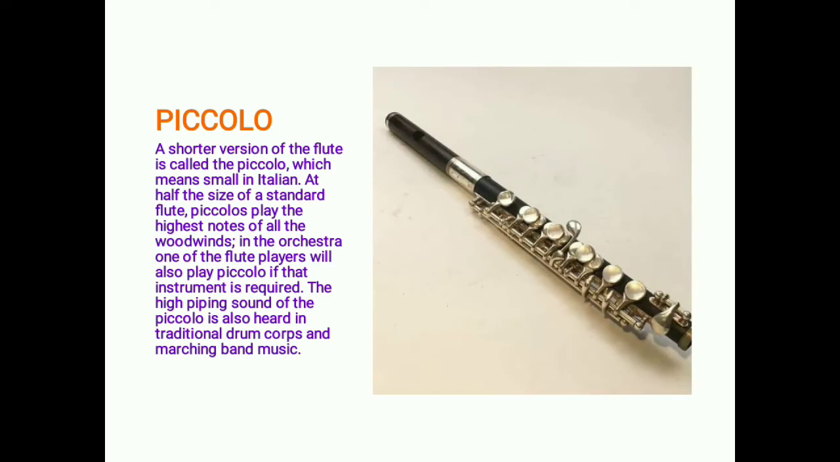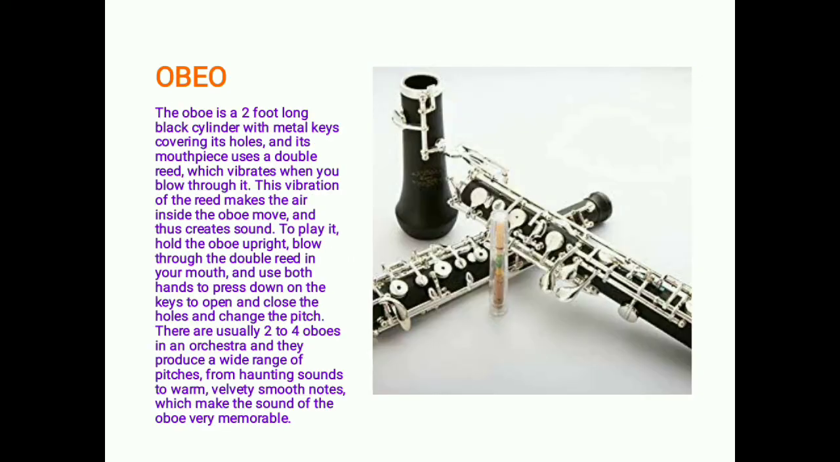Piccolo. A shorter version of the flute is called the piccolo, which means small in Italian. At half the size of a standard flute, piccolos play the highest notes of all the woodwinds. In the orchestra, one of the flute players will also play piccolo if that instrument is required. The high piping sound of the piccolo is also heard in traditional drum corps and marching band music.